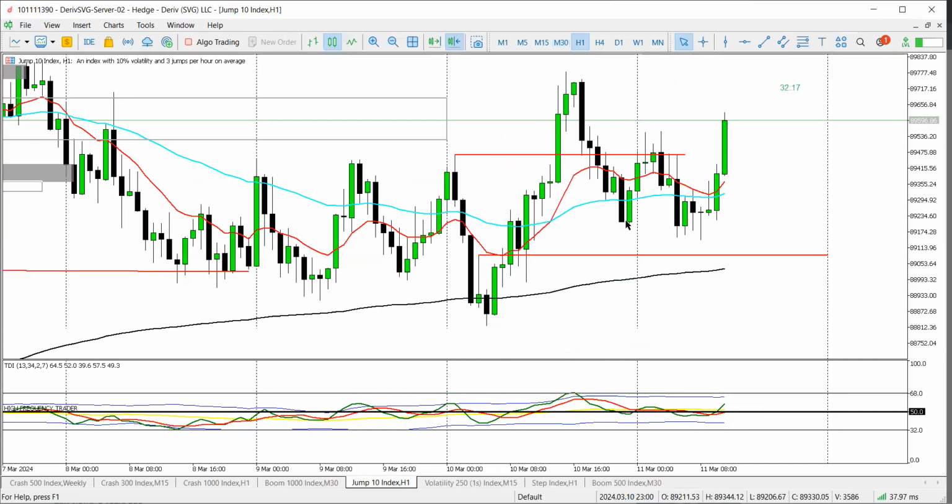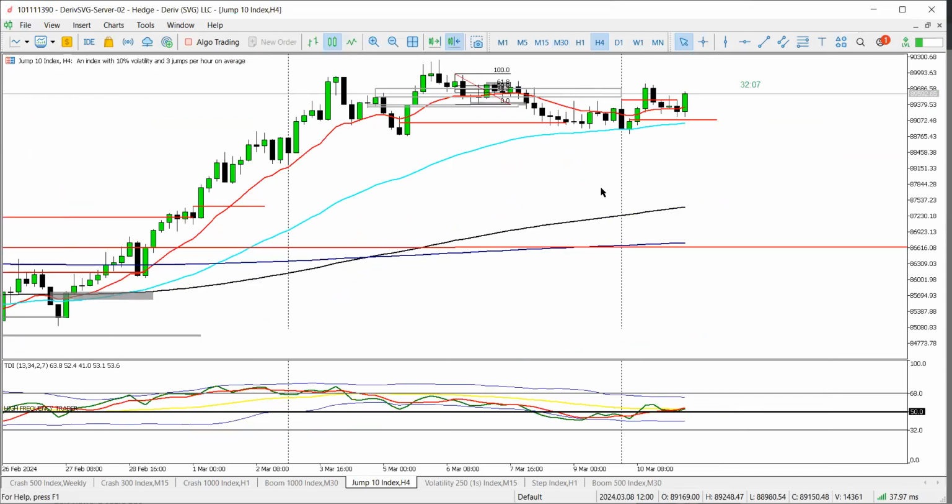J10. Let me see what you sent me on J10. Okay, J10, you were on the 4 hour. And on the 4 hour, you mentioned, okay, there's a lot of markings here. Let me just remove some.